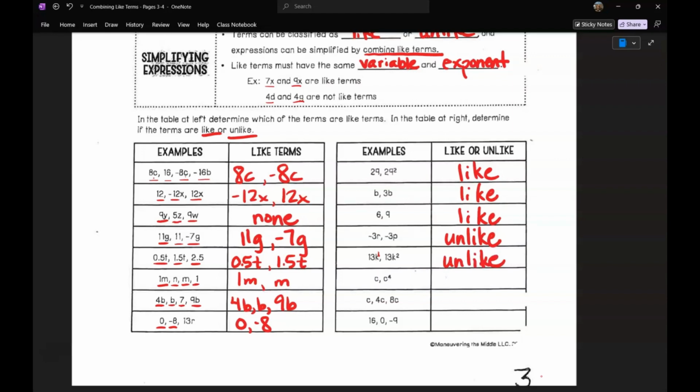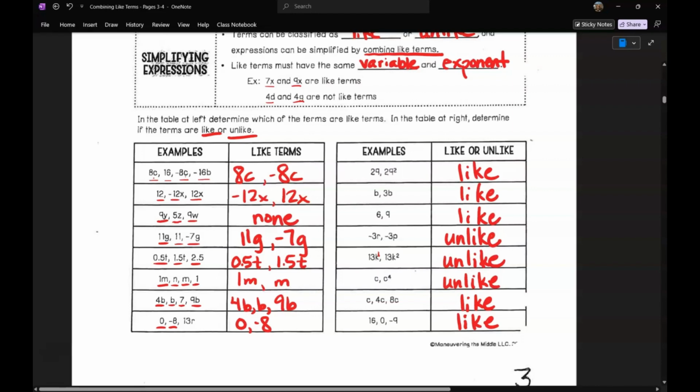All right, same thing. I want you to pause, finish off the rest, and then unpause to check your answers. Pause now. Okay, our C's are unlike because even though they both have a C, one has a different exponent. Our next row of C's are alike because they're all just C's, even though the numbers in front are different, that's okay. And then the bottom row, they're like each other because they don't have any variables, so that makes them similar to each other.